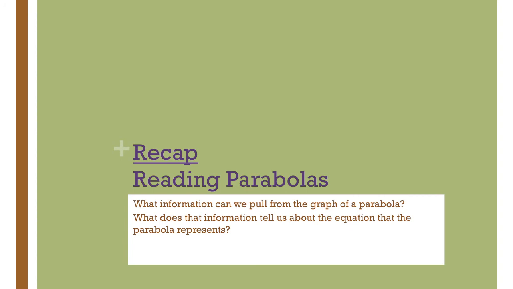What information can we pull from the graph of a parabola? Just think about what different points we talked about. And what does that information tell us about the equation? Remember, whenever we see graphs, we need to be able to pick out which equation they go with just as much as we have to graph them, if not more. So it's important to know, based on me seeing a picture, what's the equation? Based on me seeing the equation, what's the picture?